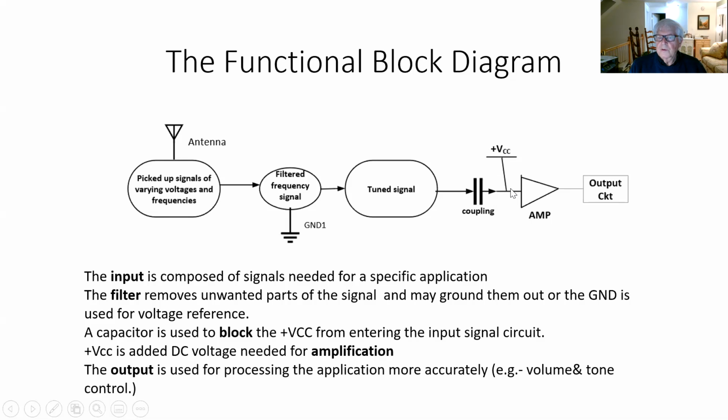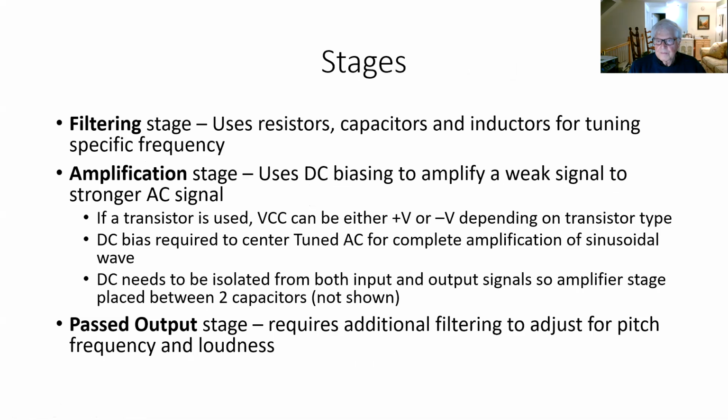And just what you have here is a biased signal that's being amplified and sent along to an output circuit. And our output circuit then actually massages that signal by volume and tone control, which is another frequency type filtering system. So what are the stages?